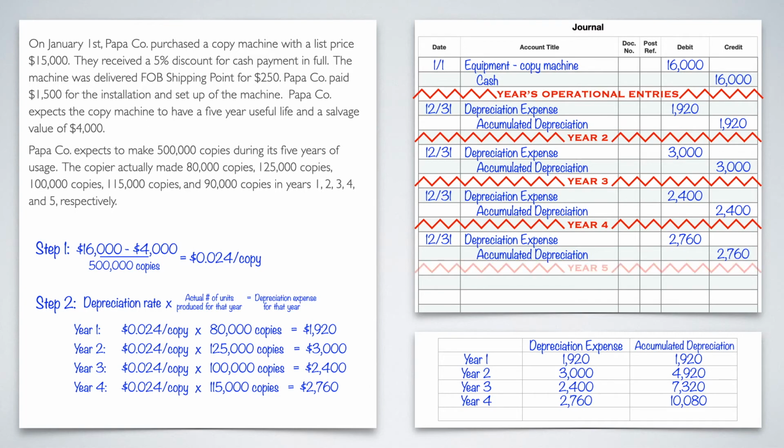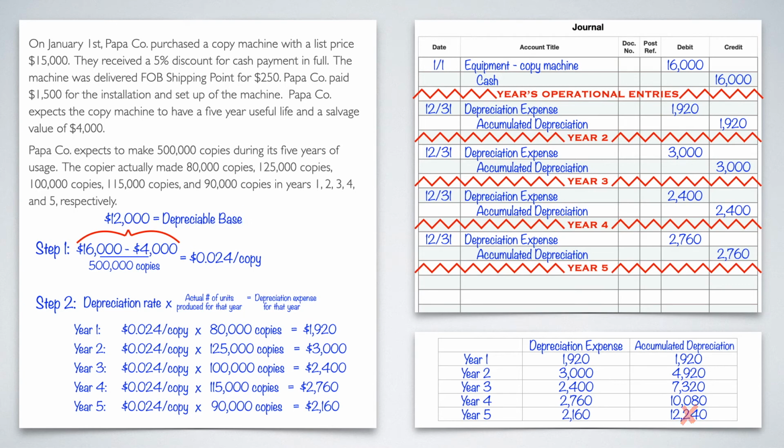All right, year five. Same thing, 0.024 per copy times the 90,000 copies. That will give me 2,160. Add that to my table, with the existing 10,080, that gives me 12,240. Now stop, because we're not going to do the journal entry right now, because there's something wrong. We cannot have 12,240. Remember, our depreciable base is 12,000. So in the back of your mind, you have to have that there to say, hey, I can't go over that. If I were to do 12,240, I'm over that number.